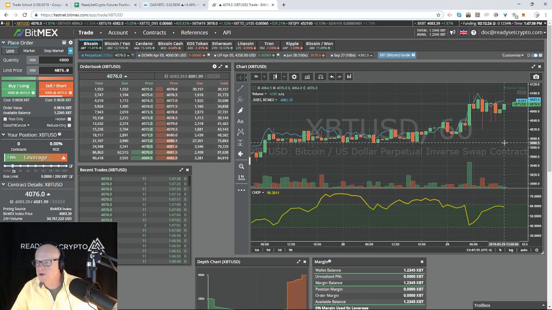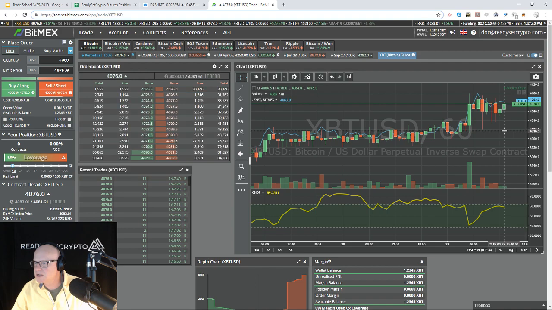Where would we put our stop? Okay, so let's say that we want to put a stop around 4,000. We think that on the XBT USD, right now we have 40.76. And let's say maybe we want to put our stop all the way down here. Well, let's say 40.20. Let's say 40.20.